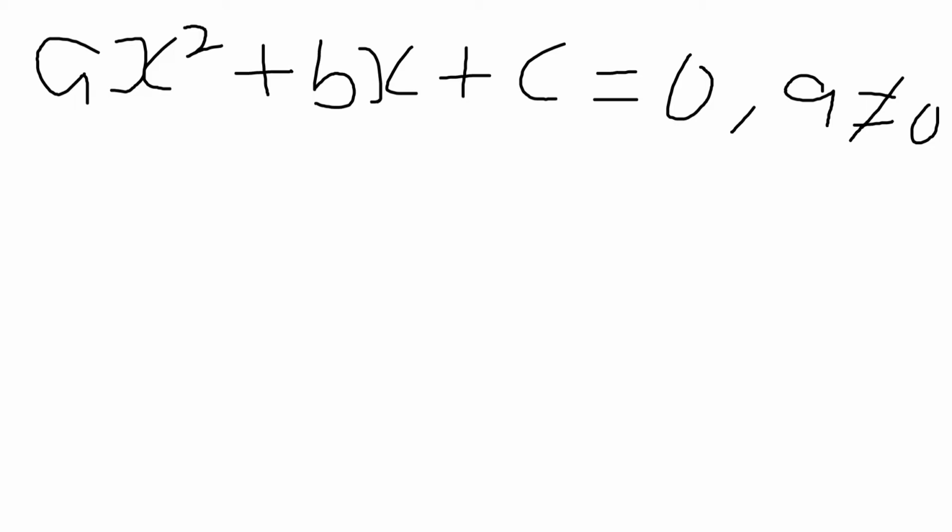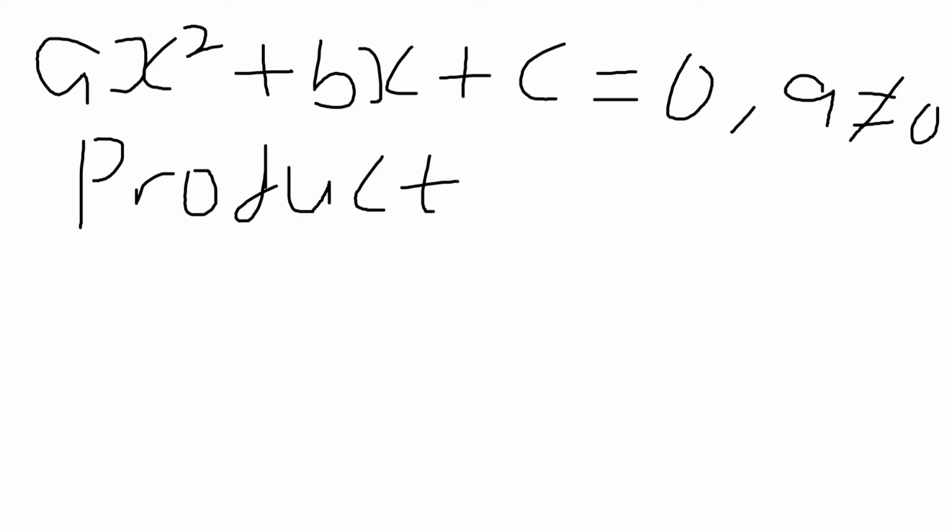So if you are to talk about the factorization method, you should know that a, b, and c are all constants. Now, if you are to talk about factorization, there are two things that you have to know. The first is your product, and the second is your sum. Your product and your sum.